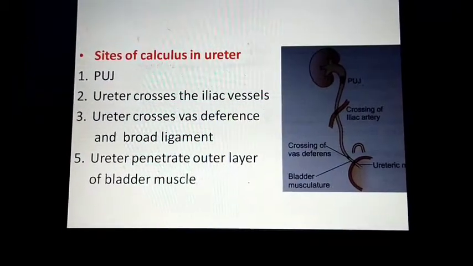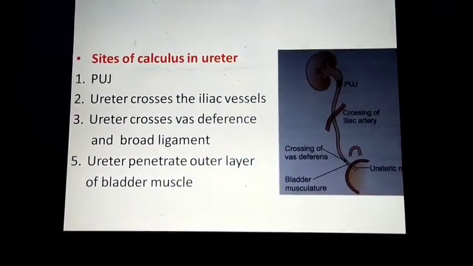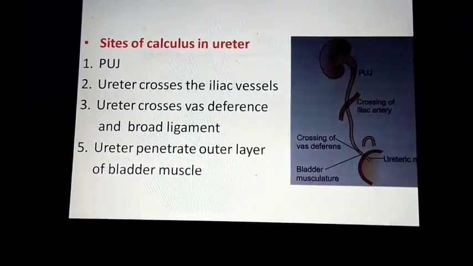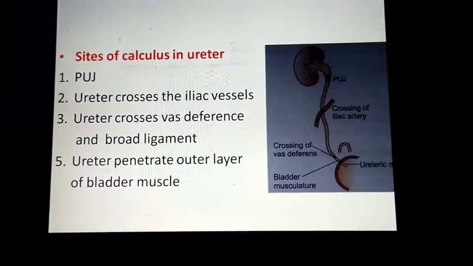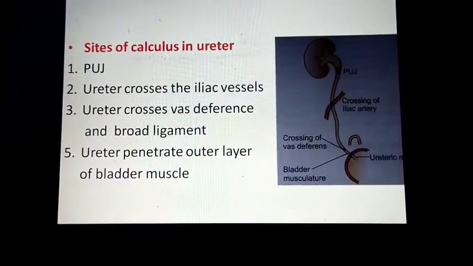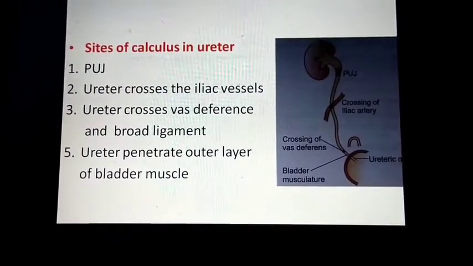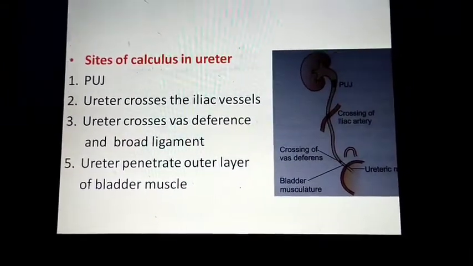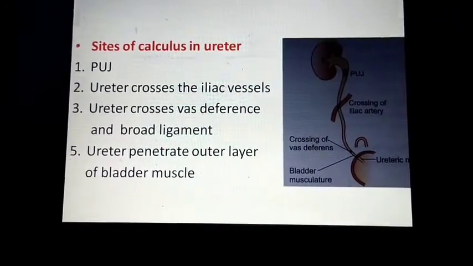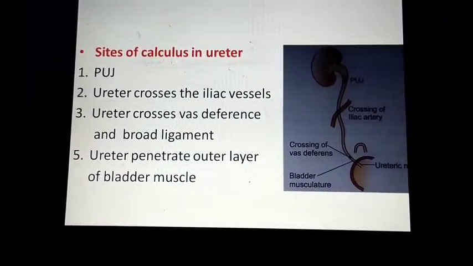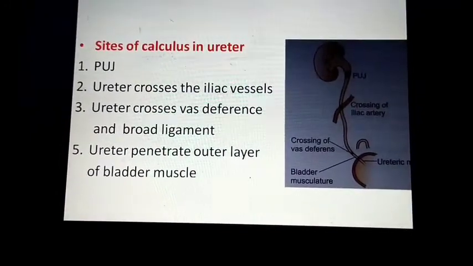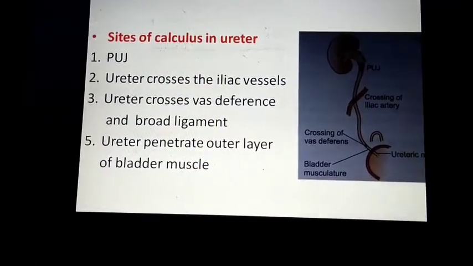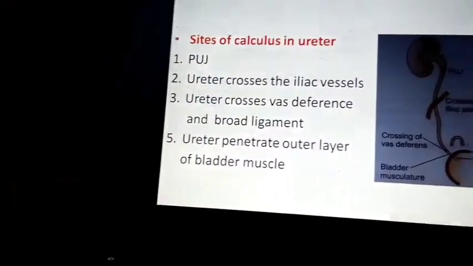According to that, we can also say the PU junction, mid half or upper one third, and the UV junction. Sites of calculus in the ureter: most of the time the calculus is obstructed at the PU junction, the pelvic ureteric junction, where the ureter crosses the iliac vessels, where the ureter crosses the vas deferens, or the juxta peritoneal junction, or in the female the broad ligament. And the ureter penetrates the outer layer of the bladder muscle, that is the UV junction.